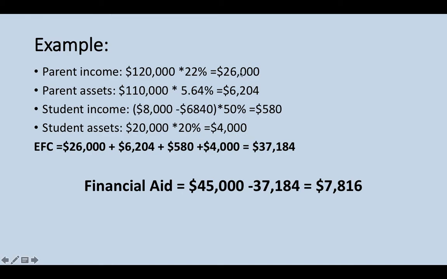This is the calculation. You can see here how much of the parents' income is included in the EFC. The EFC is $37,184. Now you can take the college cost minus the EFC, which gives the amount of financial aid the kid can get: $7,816. This is just a quick view for you to understand.